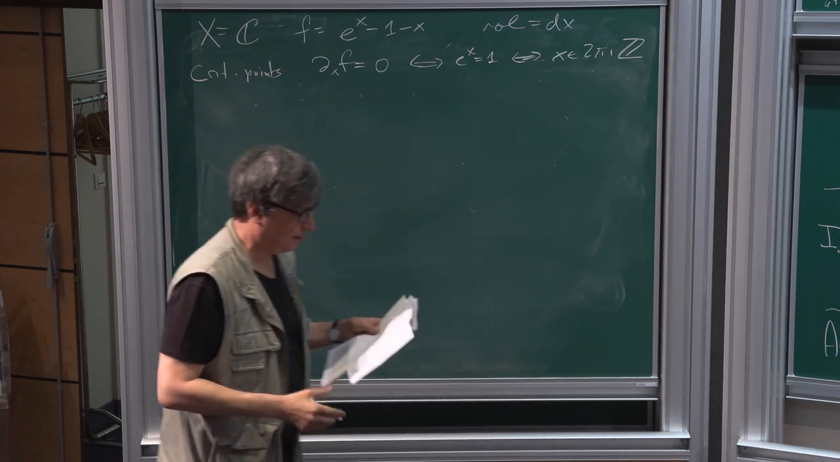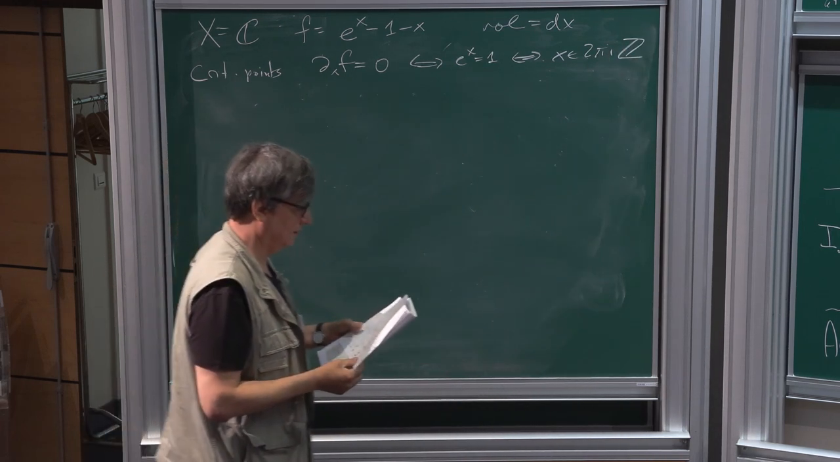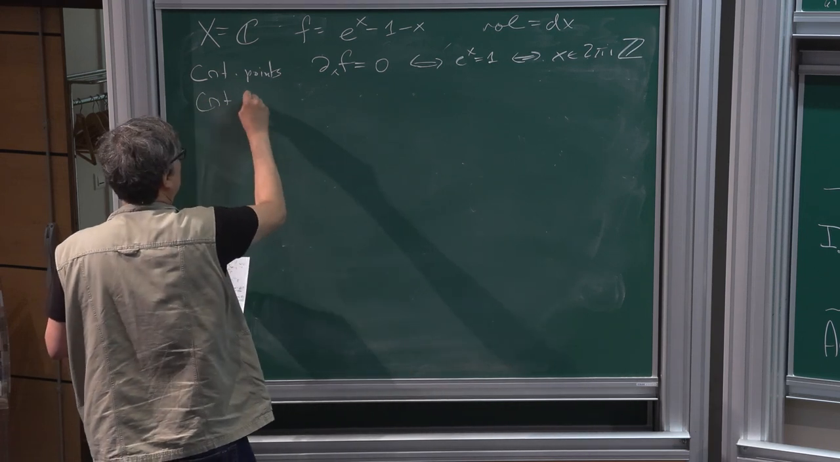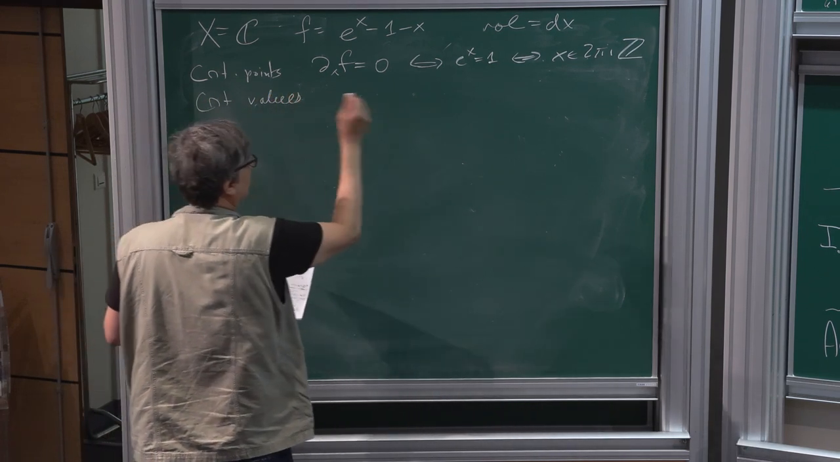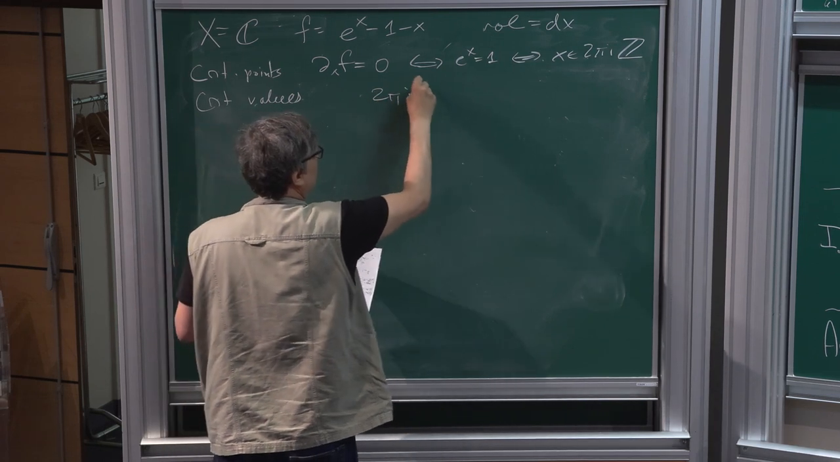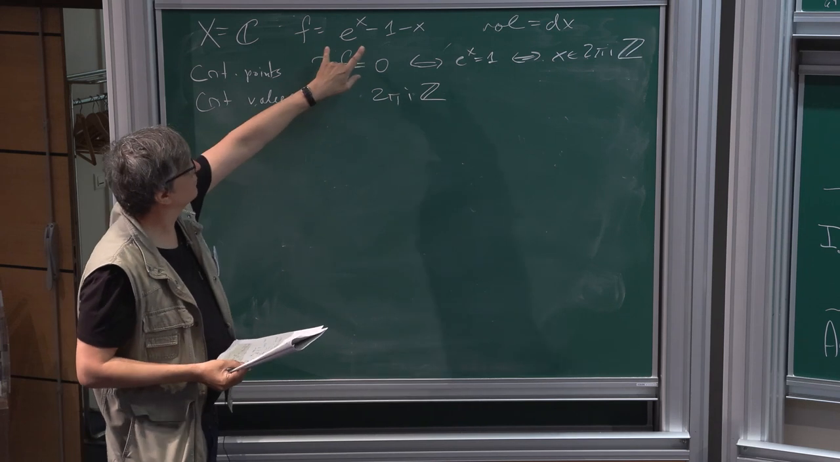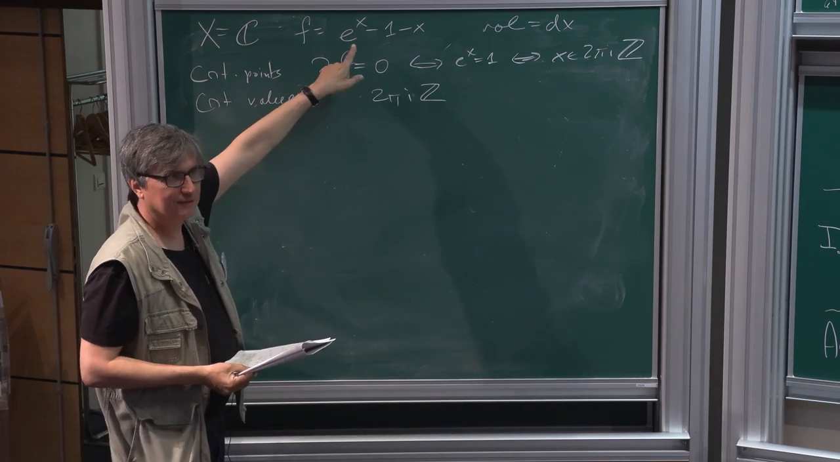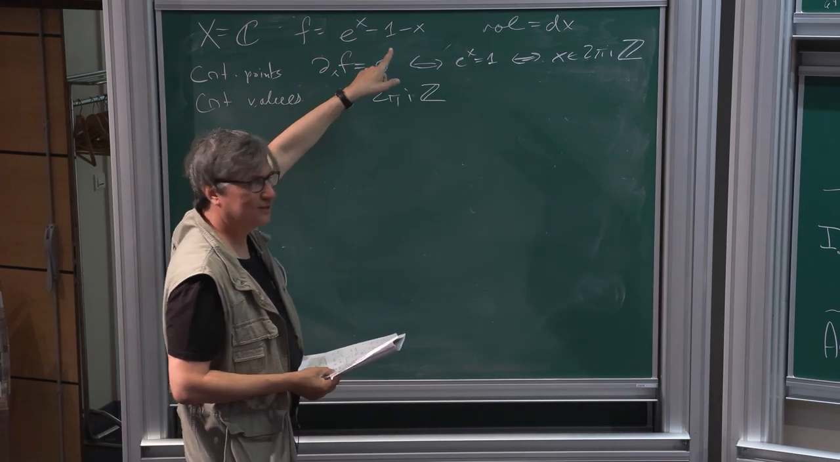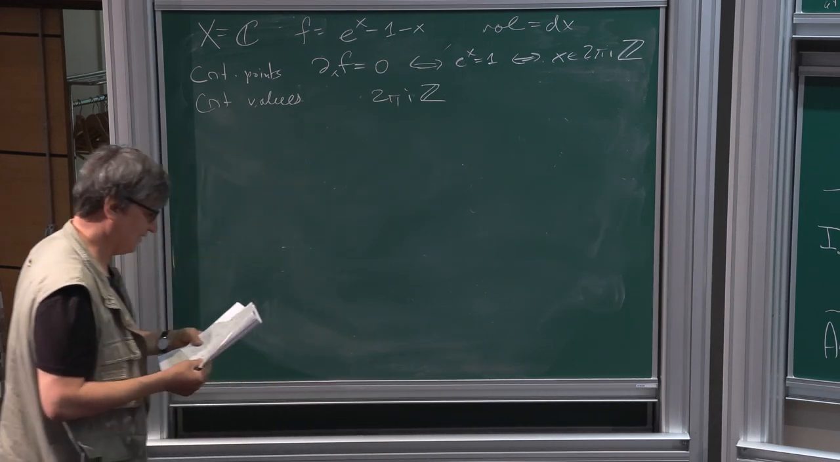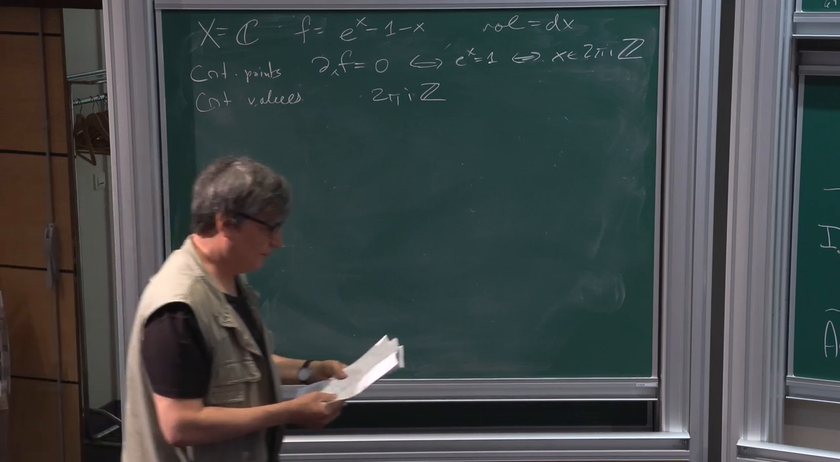It has infinitely many critical points and critical values. It's again 2πiZ. Hope we can make this calculation. Exponent of 2π integers minus 1 cancels minus 2π integers. It's 2πZ. Okay, so you get infinitely many points.